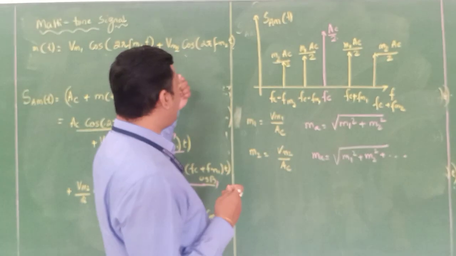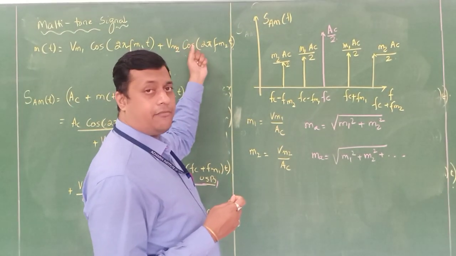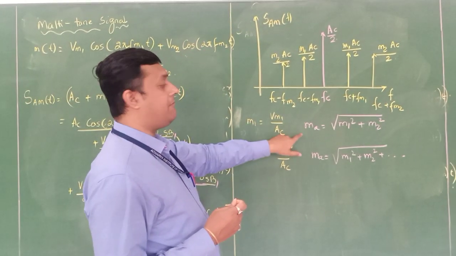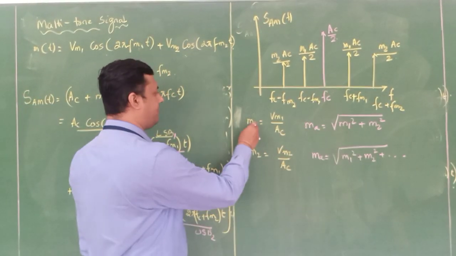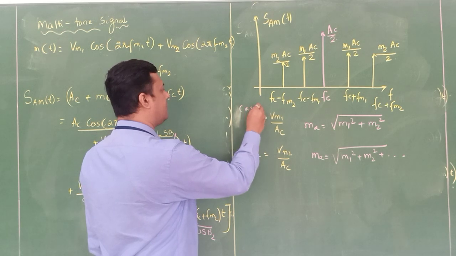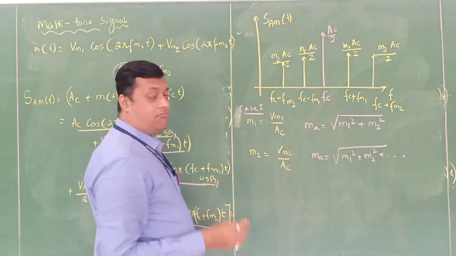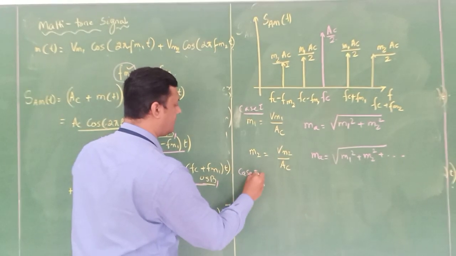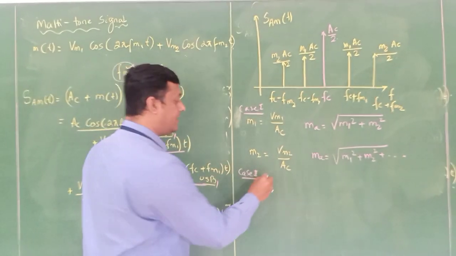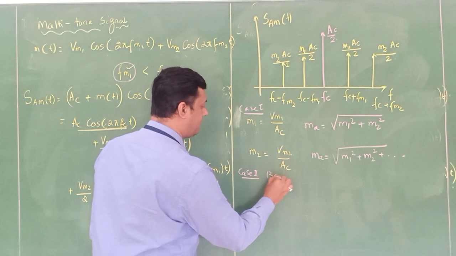But for this case, we have considered two different modulating frequencies. Here, MA will be root of M1 square plus M2 square. Okay, this is the first one, case 1 regarding the modulation index. Case 2 will discuss the bandwidth.